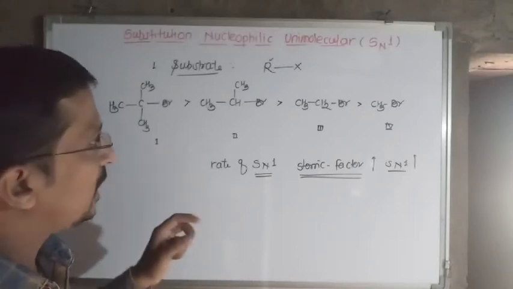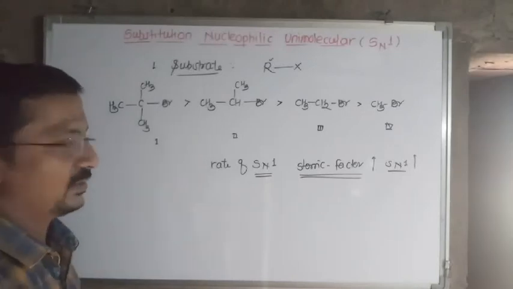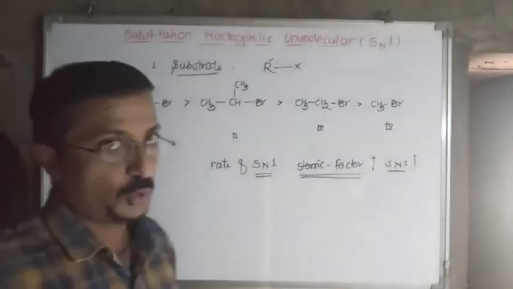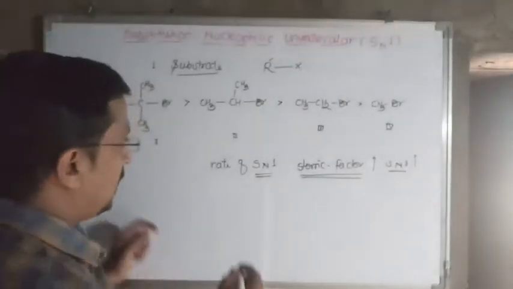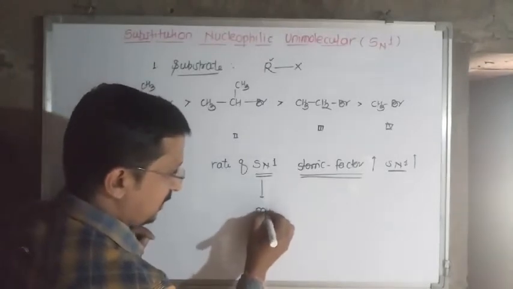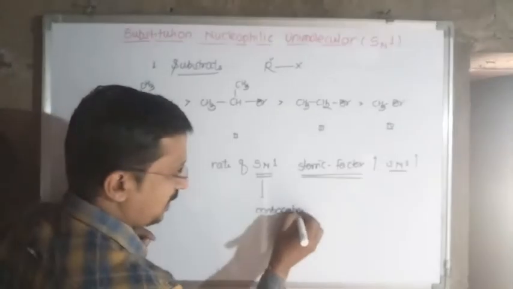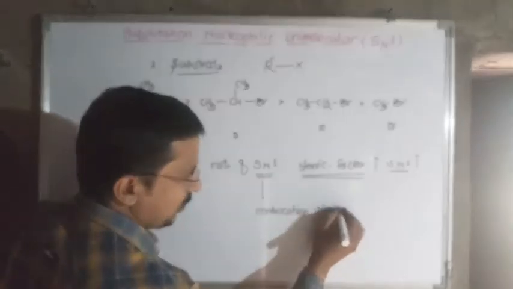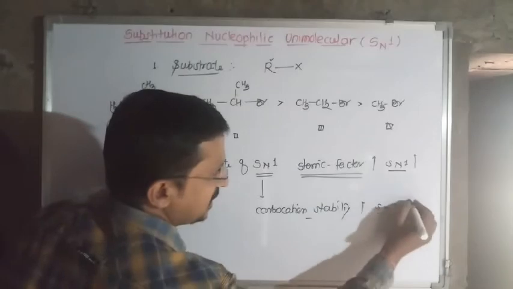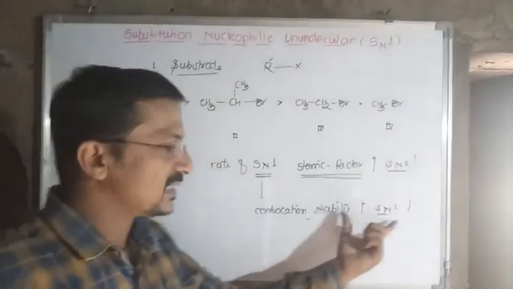Okay. If you consider like this one, you may consider. Now one more point. Don't consider that the rate of SN1 reaction is directly proportional to carbocation stability. The greater the stability of the carbocation, the greater the SN1 rate. Almost in all cases it is possible.